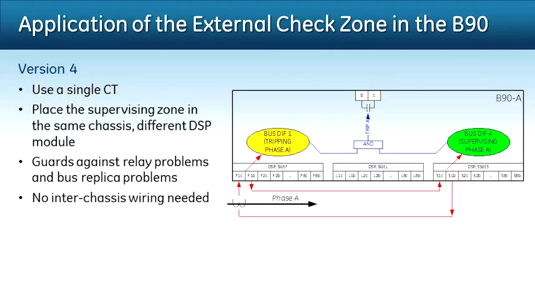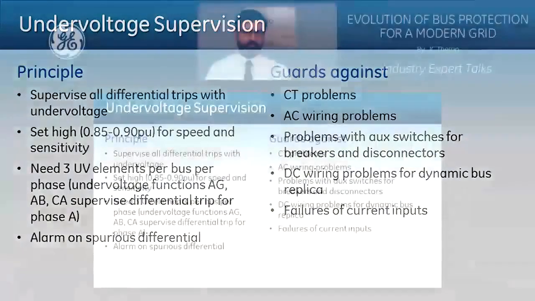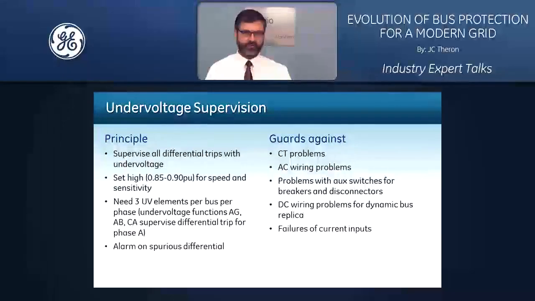Now the 4th version is again having only one current transformer but wired to the same relay. So in this case again one relay is doing the differential and has the check zone. So this is easy to wire since there's no inter-chassis wiring, and it safeguards against relay problems and bus replica problems. Another method of doing supervision is to use undervoltage.